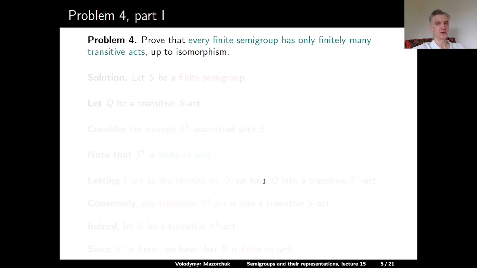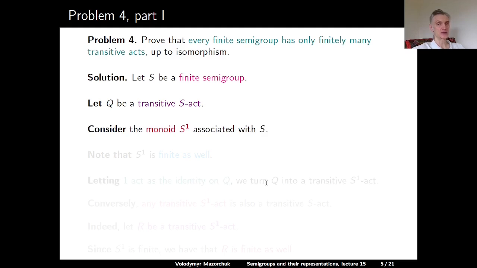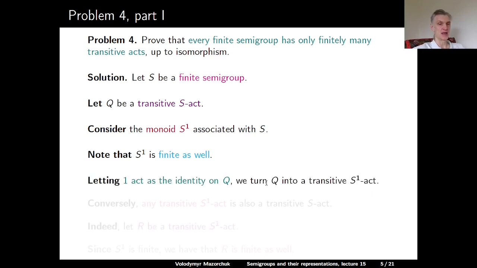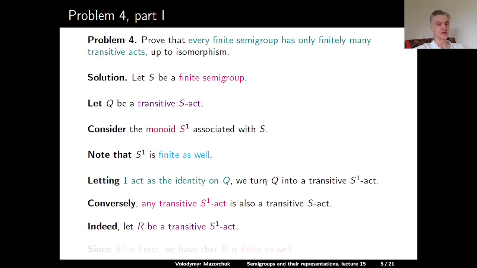Prove that every finite semigroup has only finitely many transitive acts up to isomorphism. Solution. Let S be a finite semigroup. Let Q be a transitive S act. Consider the monoid S^1 associated with S. Note that S^1 is finite as well, because S is finite and we, in the worst case scenario, add one extra element. Letting the identity 1 act as the identity element of Q, we turn Q into a transitive S^1 act. Conversely, any transitive S^1 act is also a transitive S act. Indeed, let R be a transitive S^1 act. Since S^1 is finite, we have that R is finite as well.